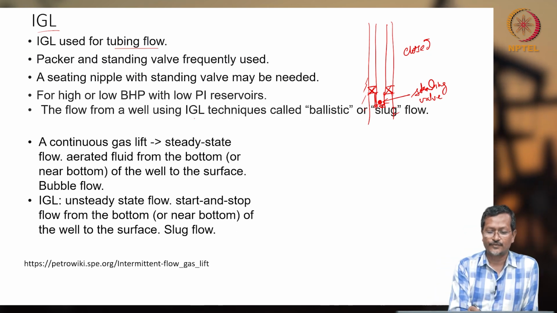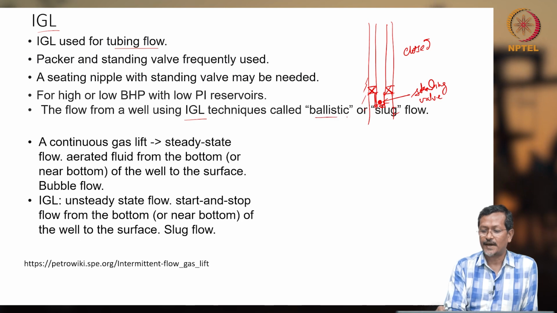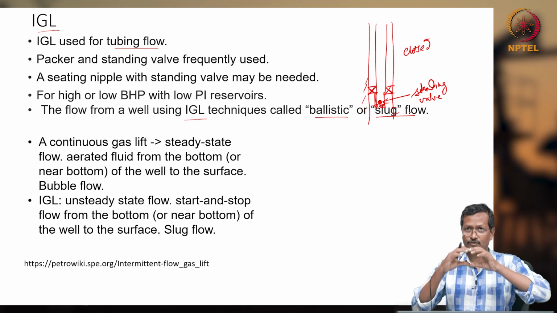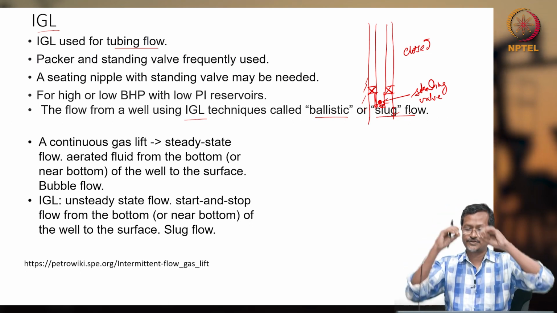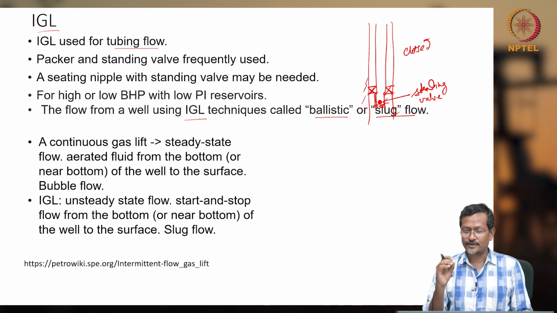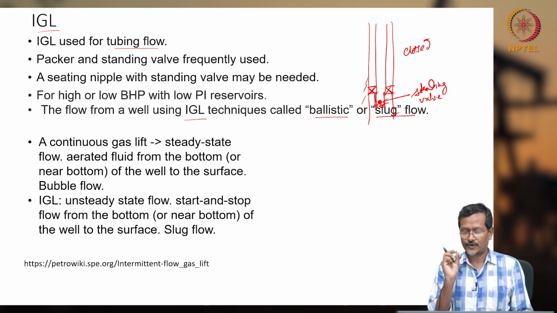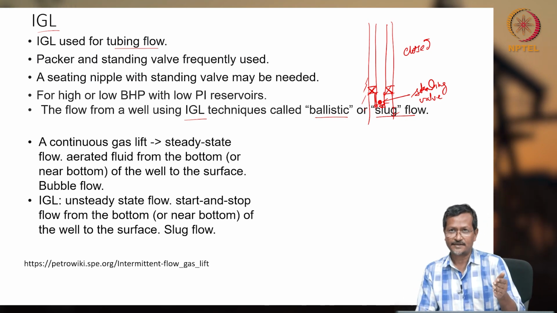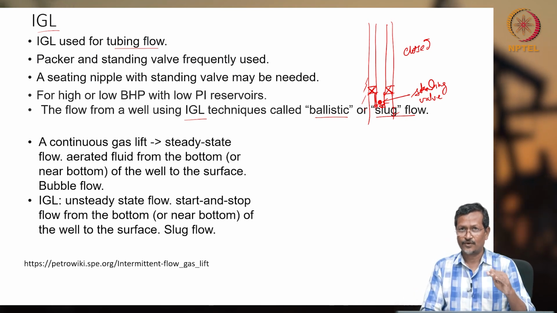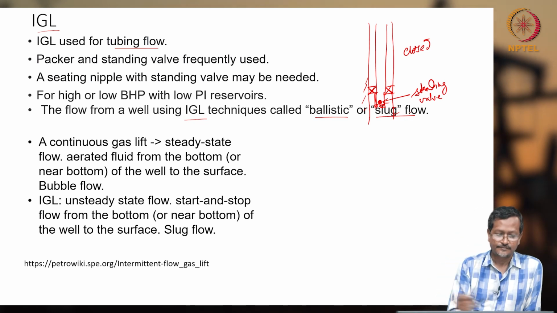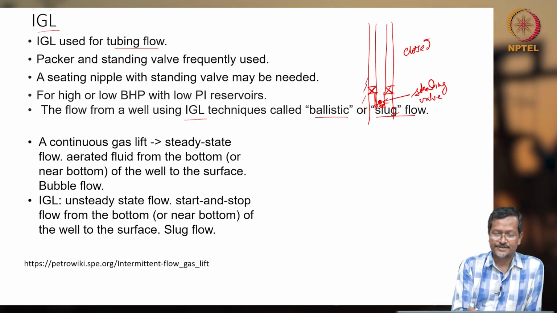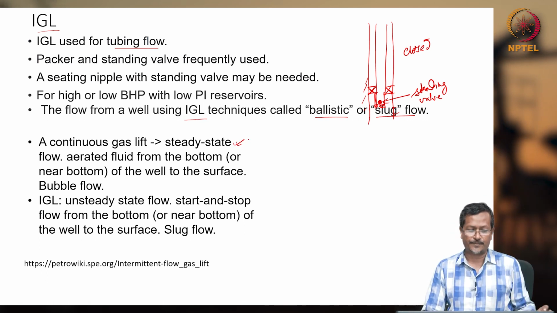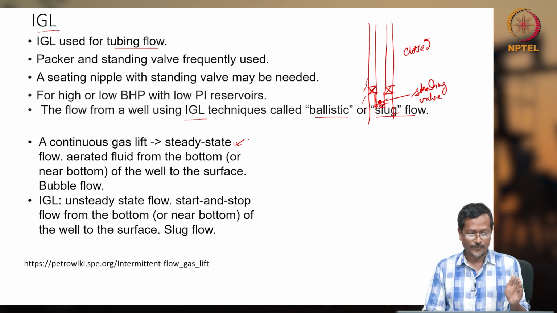The flow from a well using intermittent gas lift technique is called ballistic or slug flow. Actually, when you are using intermittent flow gas lift, a slug of liquid will be moving up, okay, instead of creating bubble. If you are creating bubble, so the bubbles or air or gas will be moving up, liquid will be standing there only. Okay. So, for intermittent gas lift you are not creating bubble flow, you are creating slug flow or ballistic flow here. A continuous gas lift system, steady state system, steadily continuously you are producing multi-phase flow and it is moving up, carrying fluid from near bottom of the well to the surface.